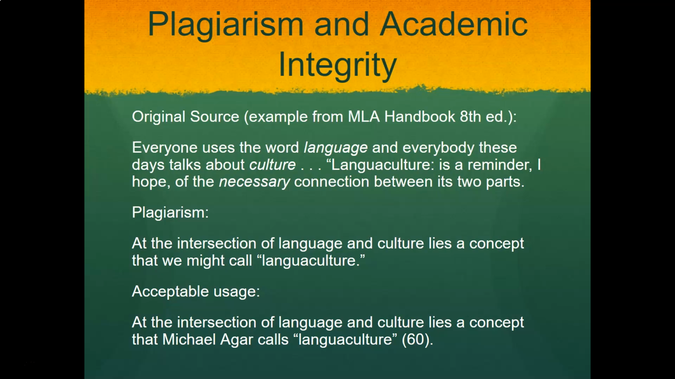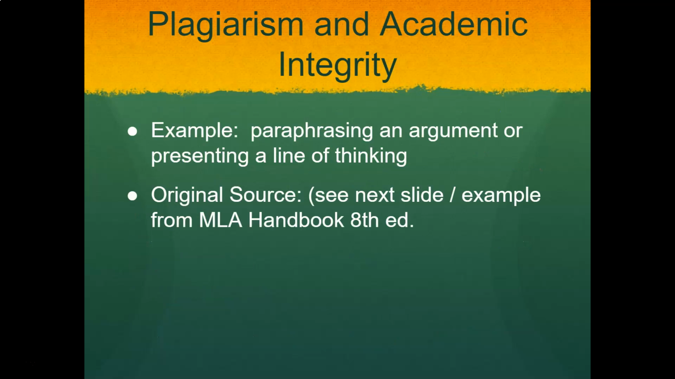Here's another example. And in this example, you can see in the plagiarized version, there is no acknowledgement that this information came from another source. In the acceptable usage passage, in parentheses, we have the number 60, which indicates that this came from a source, and we also have an author's name. So credit is given to the author, and it's not plagiarized in this case.